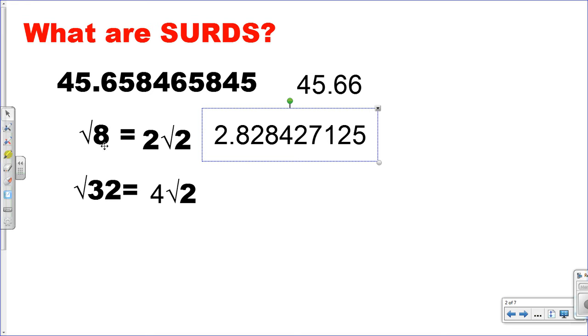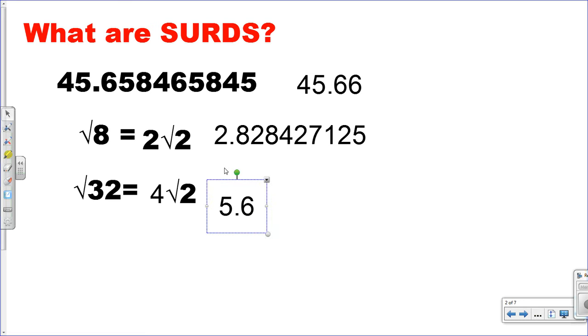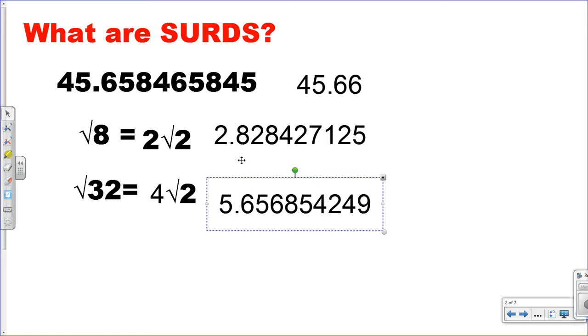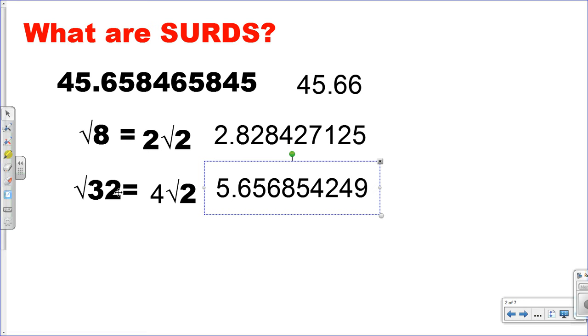That there is what number square root 8 represents. As you can probably tell, it's a lot easier to write square root 8 than write out a number this long. Now, same with square root 32. If you write square root 32 into your calculator, you'll get 4 square root 2. If you press the SD button on the calculator, you'd get 5.656854249. And that number there is square root 32 exactly.